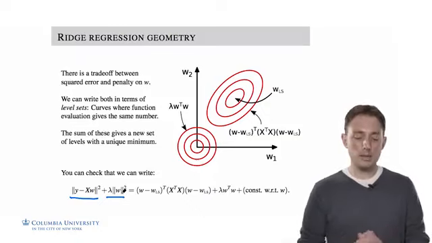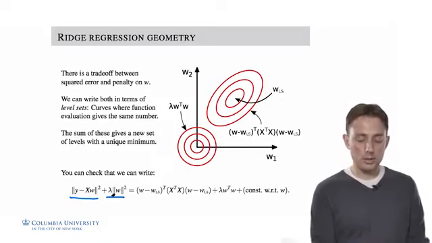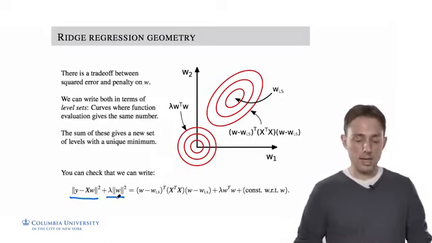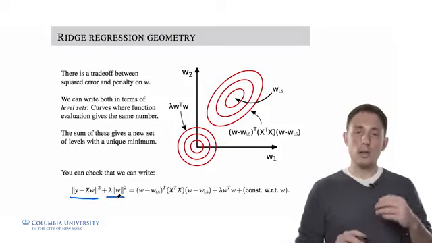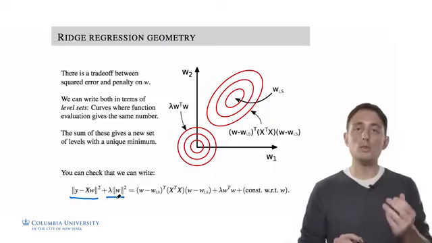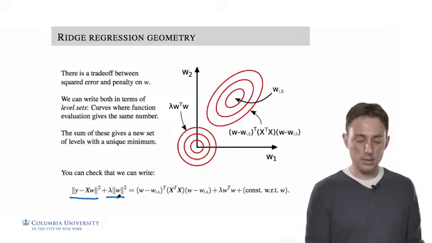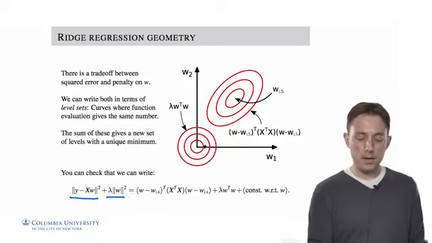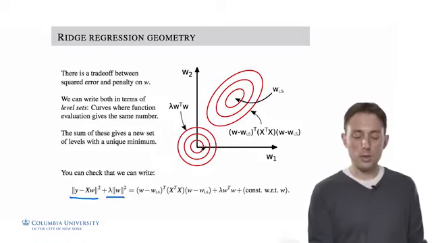So the way that we're going to write this is in terms of what are called level sets. So we're going to write these two functions as their own independent level sets, meaning they're curves where if you evaluate the function at any point along that curve, the solution is the same exact value. So for example, if we look at lambda times w transpose w, which is this term here, then any point along this circle, if we take the vector w, in this case we're assuming w is a two-dimensional vector, and evaluate it anywhere along this circle, that penalty is going to have the same exact value.